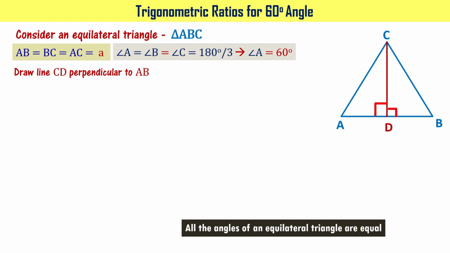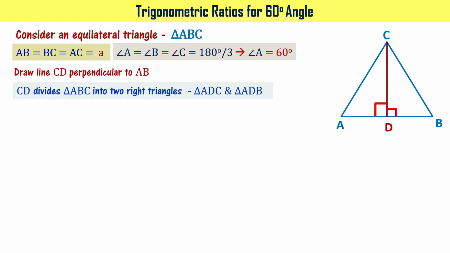Now let's draw a line CD perpendicular to AB such that it divides the given equilateral triangle into two right triangles. Those are triangle ADC and triangle BDC, right?